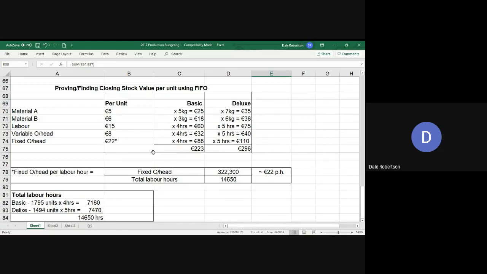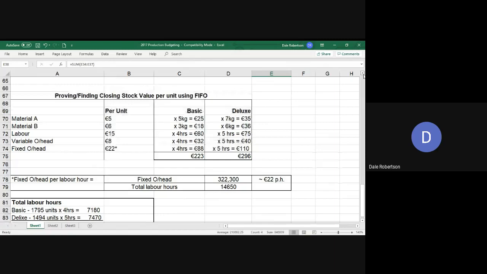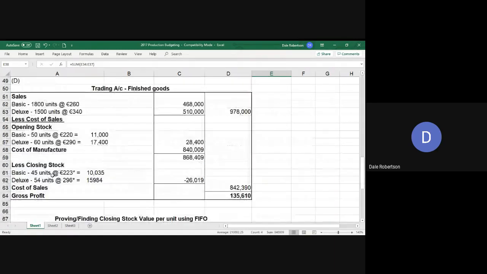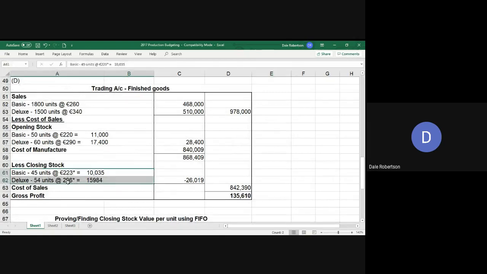So to find the value of a closing stock, I'm going to start at the end here, and I'm going to show you first off the purpose of doing this. This is our trading account, and in here, these figures, the 223 and the 296, that is the closing stock value per unit, the value of one basic product. Let's say this is a wardrobe, one basic wardrobe, one deluxe wardrobe, 223 and 296. But the asterisks here refer to the fact that you have to find this.